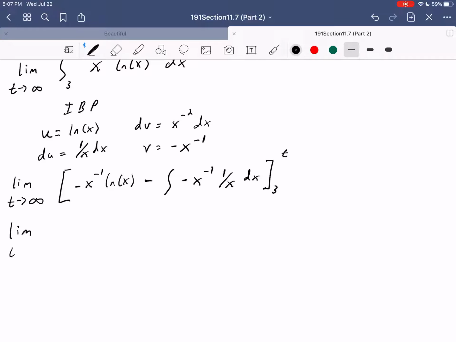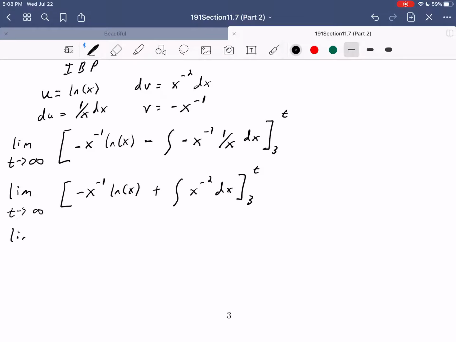We've done ones like this many times already, so we can go pretty quick here. This is negative x to the negative 1 ln x plus the integral. This in here is going to become x to the minus 2 dx, and then evaluated from 3 to t. And then we get the limit as t goes to infinity of negative x to the minus 1 ln x, and then minus x to the minus 1 evaluated from 3 to t.